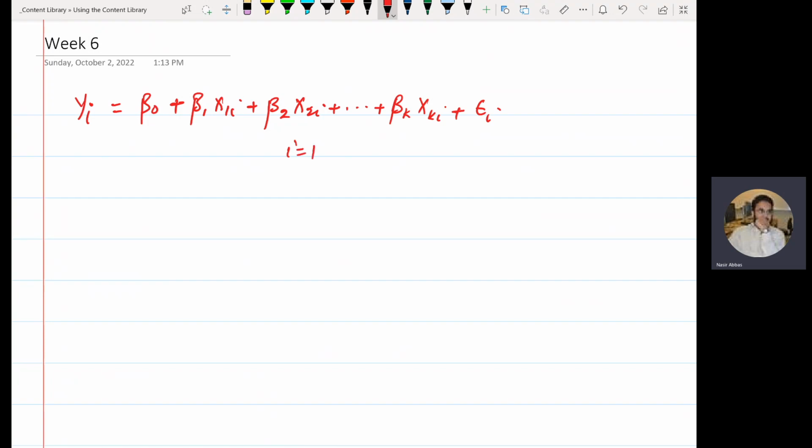In this regression model, how many unknown parameters are there?